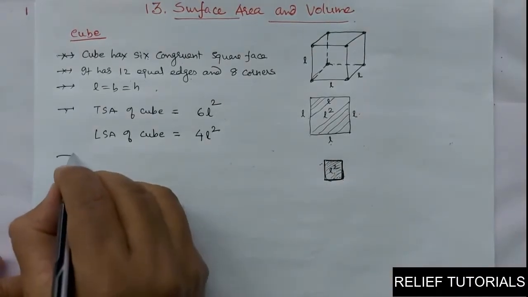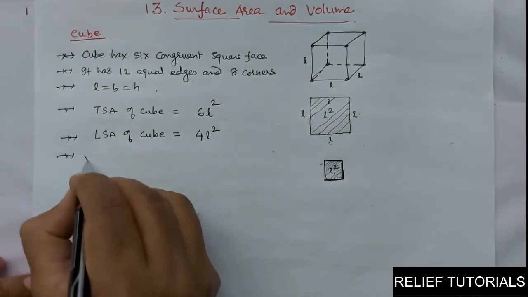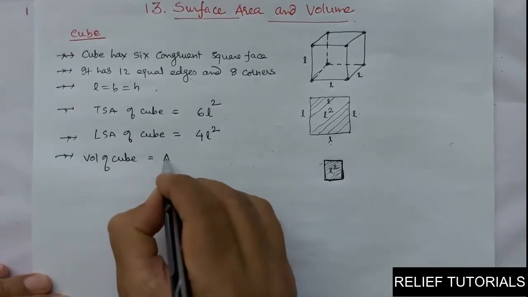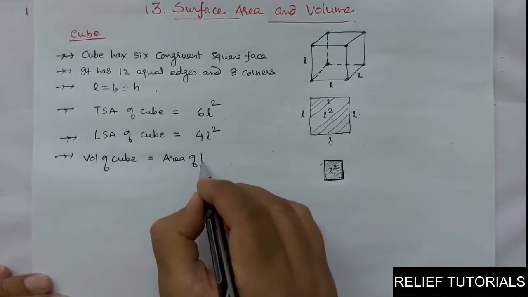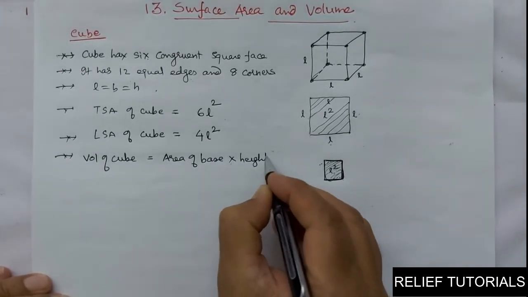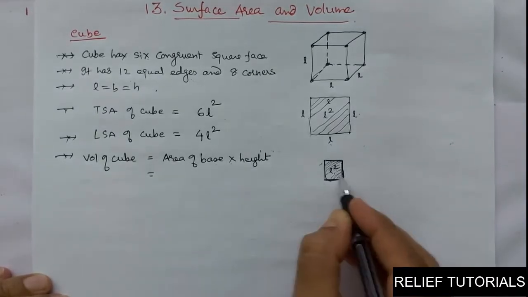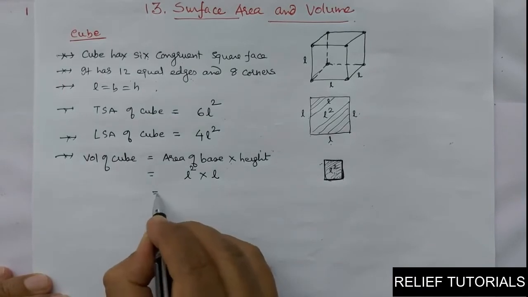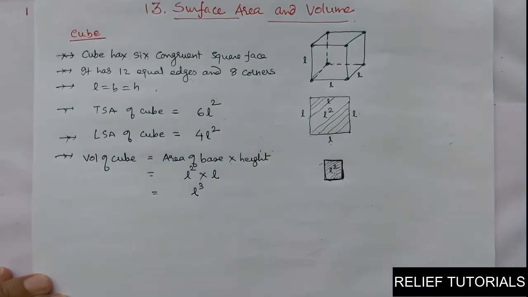So if you want to find volume of any solid, so volume of cube is nothing but area of base into height. So area of base is L square and height is L. So volume is equal to L cube.